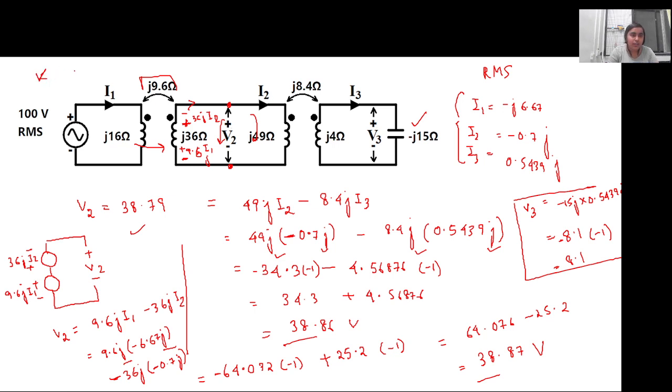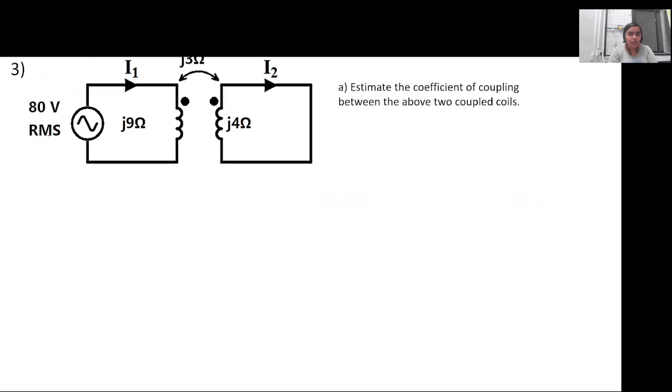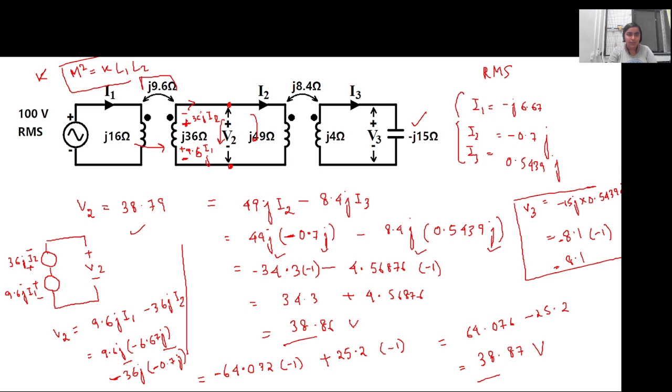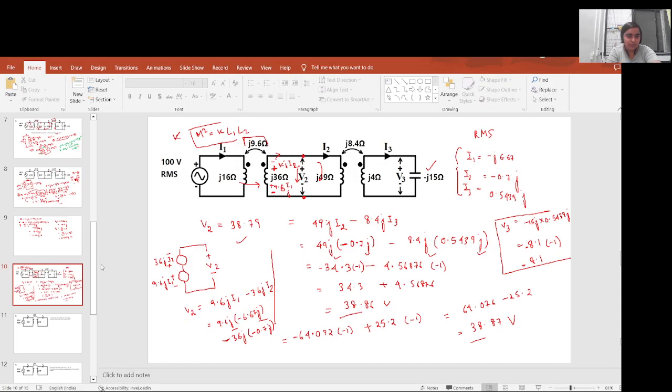So whatever the mutual inductance is, it is equal to this coupling coefficient into L1 into L2. Sir has taught this one, right, in his lecture? Ma'am, I don't know. Sir has actually taught this one. If there are two inductors, then for the next question we will actually be calculating this coupling coefficient. So wait.